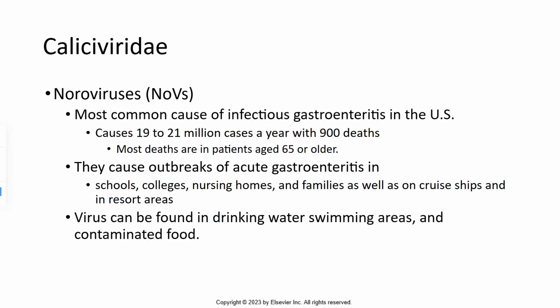Norovirus. This is the most common cause of infectious gastroenteritis in the United States. Causes 19 to 21 million cases a year with 900 deaths. Most deaths are in patients aged 65 or older. They cause outbreaks of acute gastroenteritis in schools, colleges, nursing homes, and families, as well as on cruise ships and resort areas. The virus can be found in drinking water, swimming areas, and contaminated food.